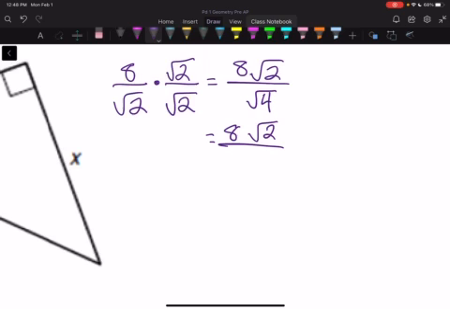So again, square root of 4 is 2. Now, if 8 was an odd number, I would stop there. I can't simplify anymore. But since 8 is even, I can divide the 8 by the 2. And that's going to give me 4. So my final answer is 4 square roots of 2.